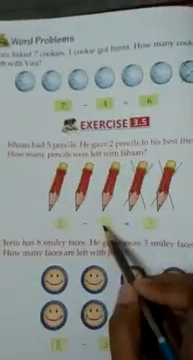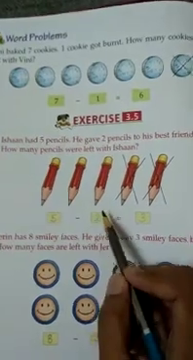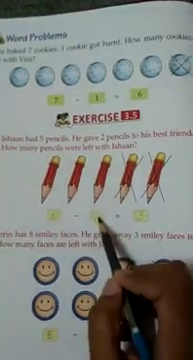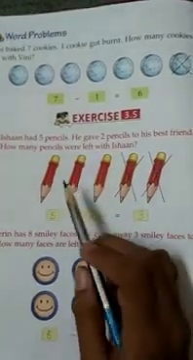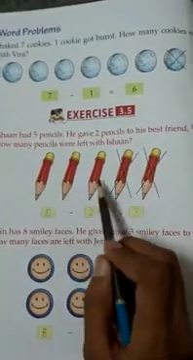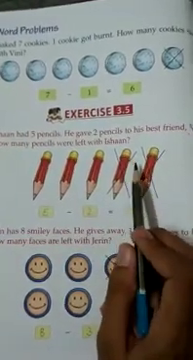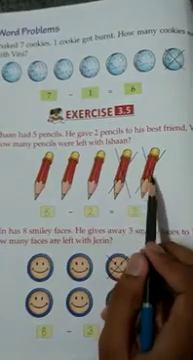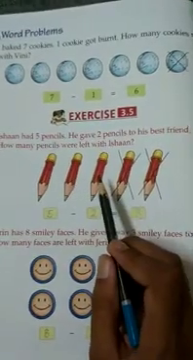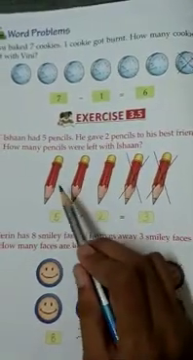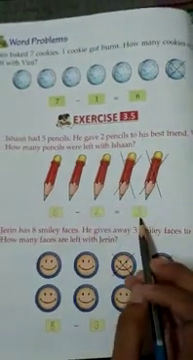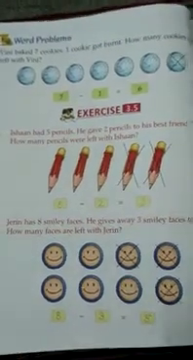So he gave away 2. Total he had 5. He gave away 2. Now how much is left with him? As you can see 5 pencils over here. We have to subtract 2 from 5. How much is left? 1, 2, 3. So 3 is the answer here.